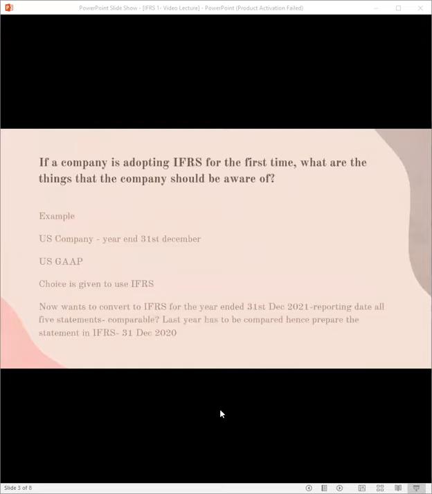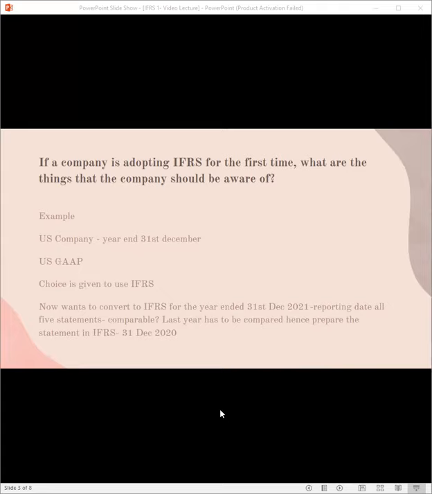The next one is, if a company is adopting IFRS for the first time, what are the things that the company should be aware of? So now we already have a brief understanding as to what are the various statements and figures that are supposed to be prepared under IFRS and what is required to be under GAAP, and most importantly, the reason why this is the case. All right. Now let's take an example and figure exactly what happens. What is the process?